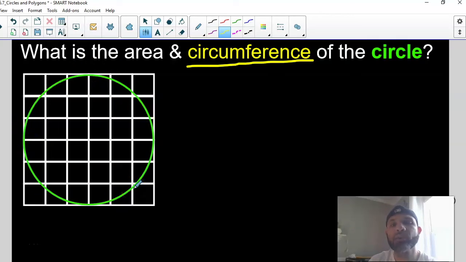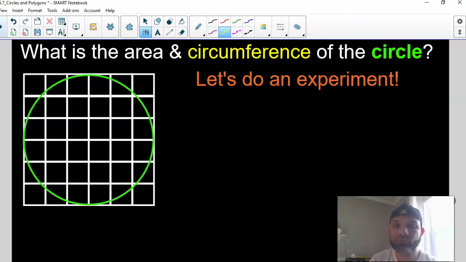Now, we are going to use the circumference. We're gonna find the circumference of this circle, and we're gonna talk about, well, what does any of this have to do with deriving pi? So let's do an experiment, okay?